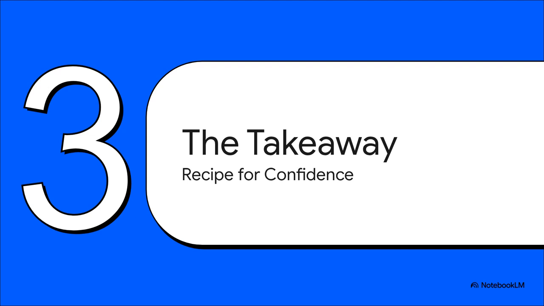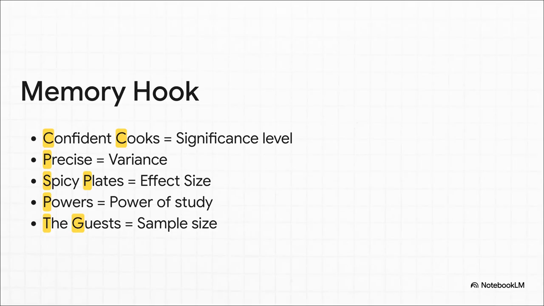Okay, that was a lot to take in, I know. 5 different rules, all messing with that one magic number. So how on earth are you supposed to remember all this? Well, don't worry, our chef has left us a little recipe for that too. Here's the trick. Just remember this one phrase. Confident cooks with precise, spicy plates have powers over the guests. It's a perfect little memory hook, right? Confident cooks is your significance level. Spicy plates is your effect size. You get the idea. It keeps it all perfectly organized.